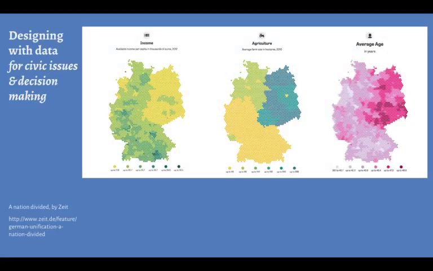Here is an example that was done by Zeit magazine. It's a German magazine, and they looked at how Germany is still divided even years after the breaking of the German wall that divided East and West Germany. It was super interesting to see how the country is still very segregated. You can clearly see the separation in the country. You can see how income splits the country, how agriculture splits the country. Even average age of people is very clearly different.